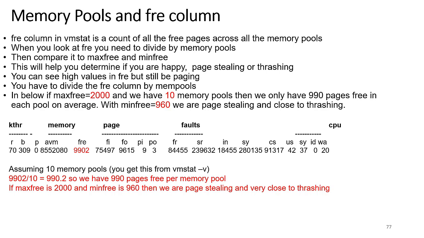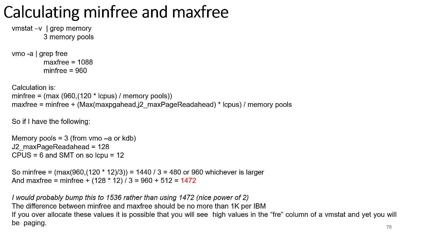Well, my minfree is set to 960 and my maxfree is set to 2000. If I've only got 990 pages free, I am right in between them, which means I am page stealing, and if I drop down to 960, I will start page thrashing. So I can see that because I'm starting to see some page ins and page outs. So this is a system where I would want to pay close attention to my minfree and maxfree, and I might want to bump them up. I may also want to add some more memory depending on what's going on, but we are definitely short of memory.